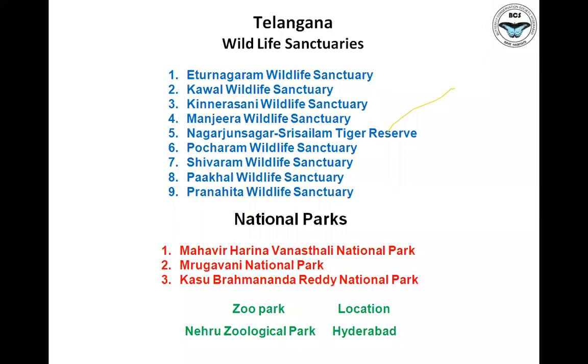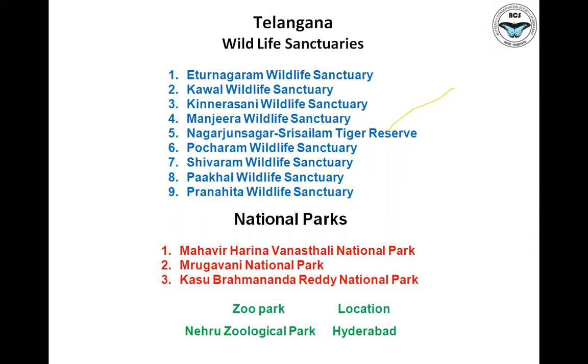Coming to the Telangana state, Eturnagaram Wildlife Sanctuary, Kawal Wildlife Sanctuary, Kinnerasani Wildlife Sanctuary, Manjira Wildlife Sanctuary, like that, nine wildlife sanctuaries are there. And national parks are Mahavir Harina Vanasthali National Park, Mrugavani National Park, and Kasu Brahmananda Reddy National Park. They are rich in butterflies. And the zoo park, everybody knows, is Nehru Zoological Park, Hyderabad, which is one of the best in India.